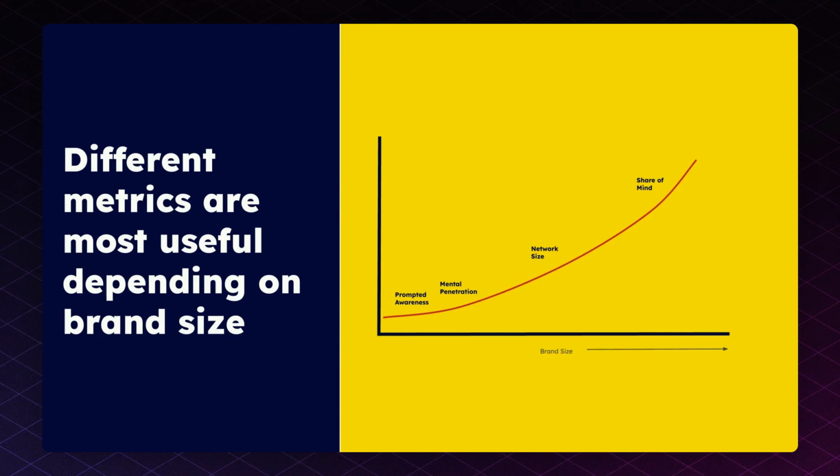Now you're probably asking which are the metrics that I should focus on initially. Well, if you're a smaller brand, definitely prompted awareness and then mental penetration. And for all small and mid-sized brands, mental penetration is a key metric, but also network size, because network size helps you understand whether you're building wider, fresher networks. And then, as I mentioned earlier, share of mind really is an appropriate measure for larger brands rather than small. And then mental market share will apply whether you're a small brand, a medium-sized brand, or a large brand.